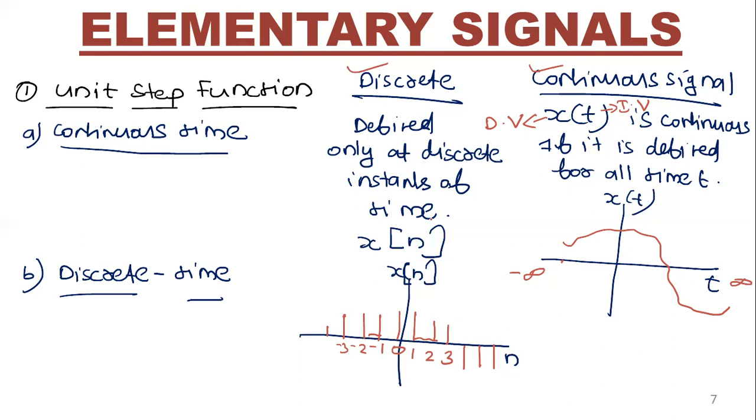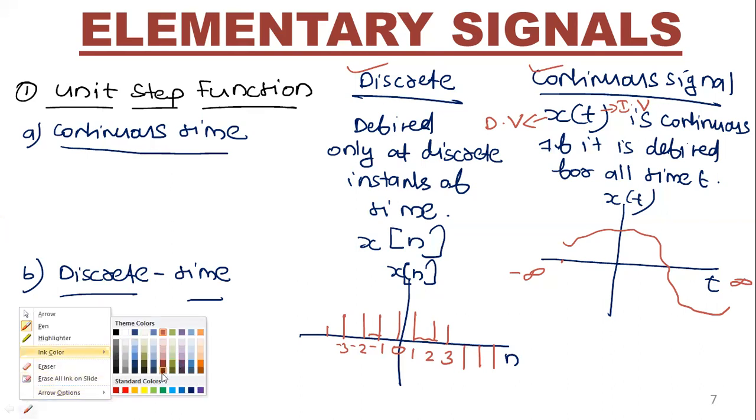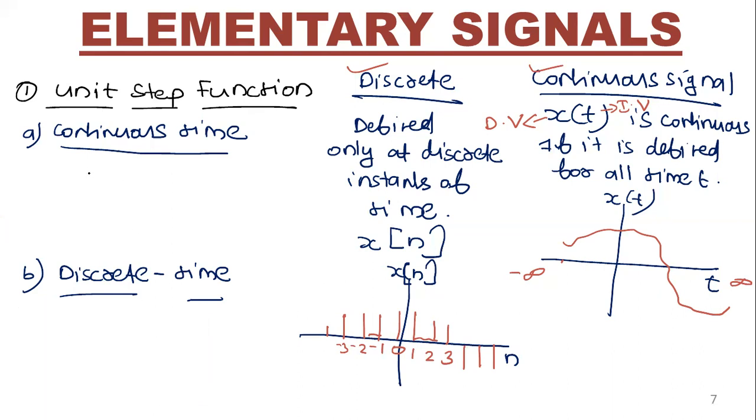Now we have other classifications: even and odd, energy and power signals, periodic and deterministic. We will come to that later. Now you just try to understand what are the elementary signals. In order to define the signals both in discrete and continuous form, I have just given you what is discrete and continuous. Now we will go into what is a unit step function. By the name itself, you know the magnitude will be equal to 1. That's why we say it is a unit step function. That is, the area will be 1.